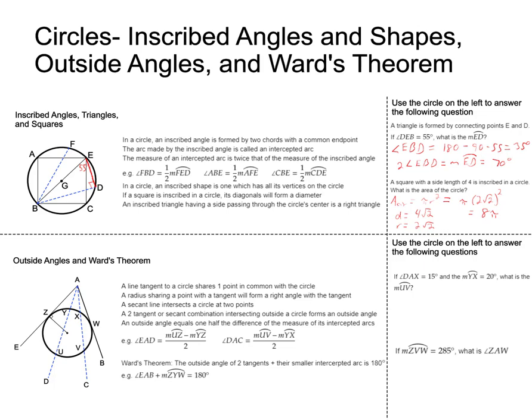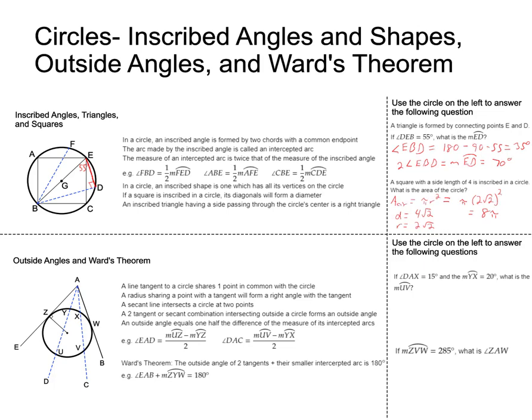So let's do a couple of problems using that circle on the bottom left. If angle DAX is equal to 15 degrees, and the measure of arc YX equals 20 degrees, what is the measure of arc UV? So angle DAX looks like it's formed by two secant lines. It's actually the two blue dotted secant lines. So that is 15 degrees. And we are given the measure of YX, which is the smaller of the intercepted arcs.